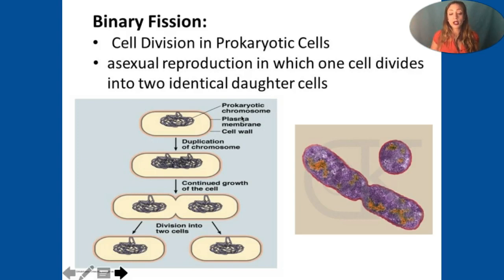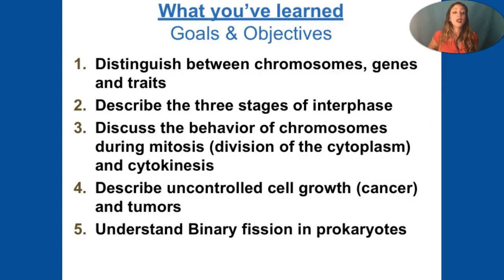So here's our prokaryotic chromosome, here is the plasma membrane, and then we have a cell wall protecting that prokaryote. And then duplication of chromosomes, it still duplicates, and then we have division into two new cells. That's the simplest of all divisions, and that's called binary fission.